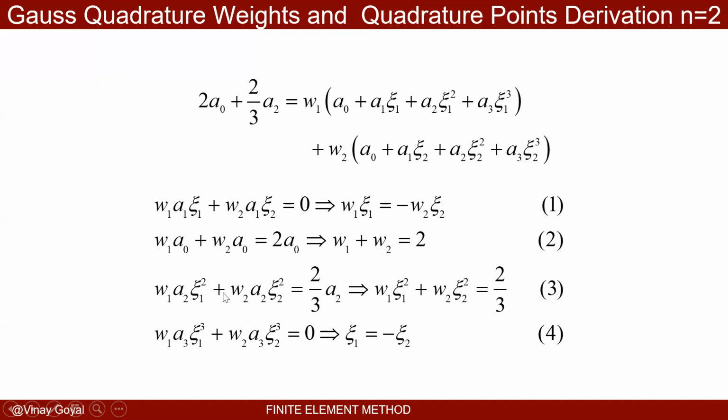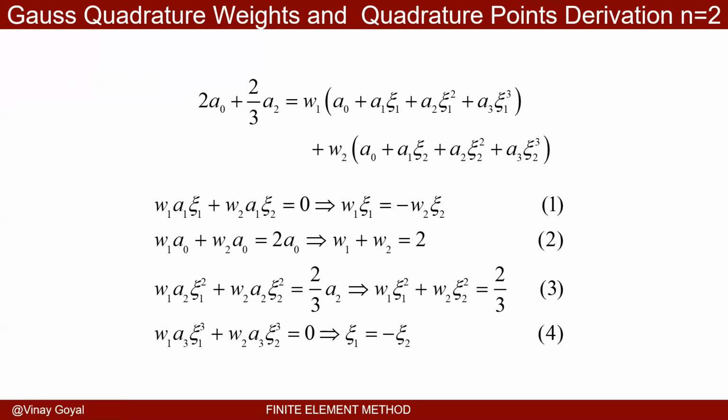Then you can continue showing how the different coefficients match. On the right-hand side, I have A2. On the left-hand side, I have A2. So I should be able to match up. So I have W1 times A2 C1 squared plus W2 times A2 C2 squared. These things equal 2/3 A2 on the left-hand side. A2 cancels out, of course. So you have this third equation. And from the fourth equation, W1 times that plus W2 times that, on the left side I have no A3, so that addition must be equal to 0. So C1 is the minus of C2.